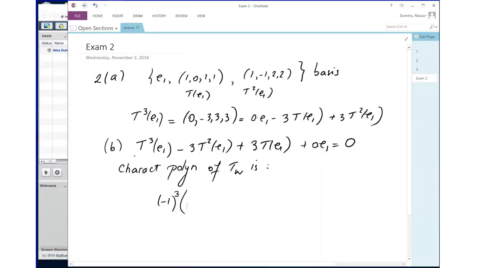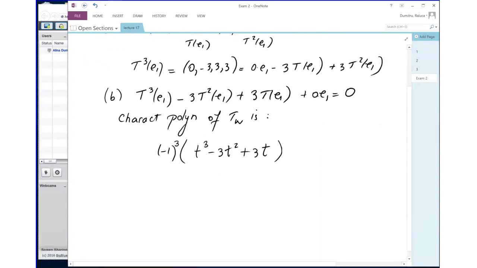And then, instead of the operator T cubed, you put little t cubed minus 3t squared plus 3t. Then the free coefficient would be 0 there, because it has a 0 coefficient. Okay, so this is the characteristic polynomial of T restricted to W. We actually check that in general it divides the characteristic polynomial of T, and here it says to verify that it divides the characteristic polynomial of T. And for that, you actually had to find the characteristic polynomial of T.